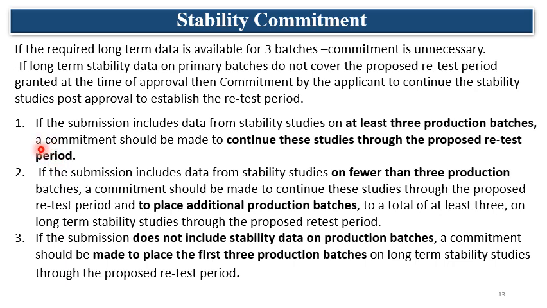Suppose you are giving a proposed period of 5 years, so continue the study till 5 years. If the submission includes data from stability studies on fewer than 3 production batches, that means 2 batches are taken on pilot scale or 1 small scale batch, or 3 pilot scale batches are there, but these are not the production scale batches.